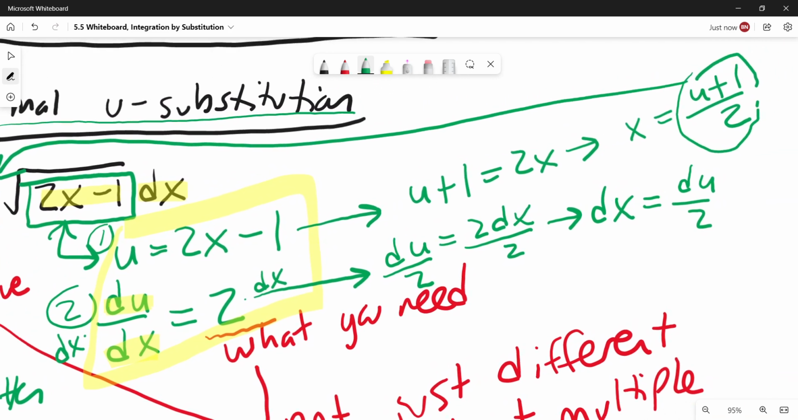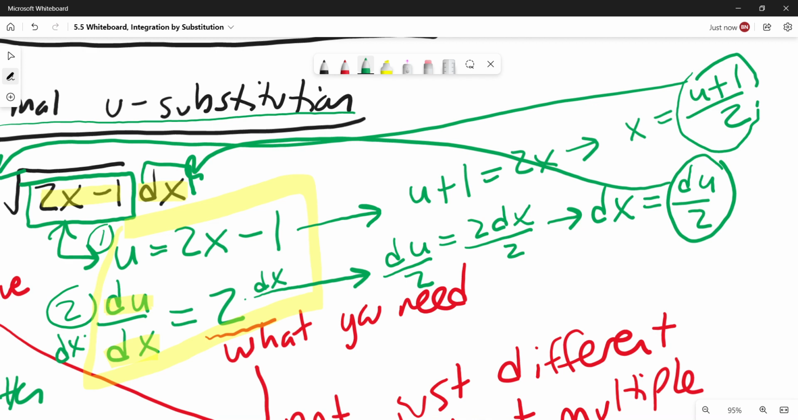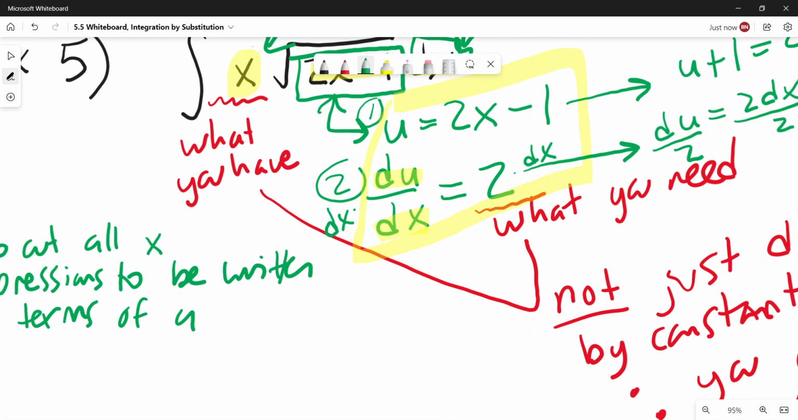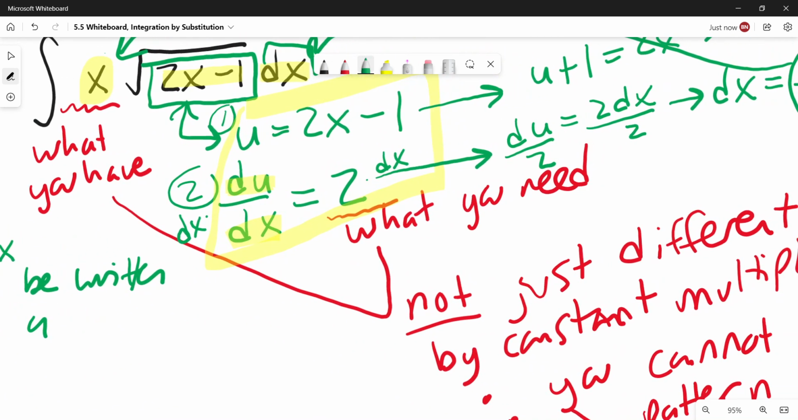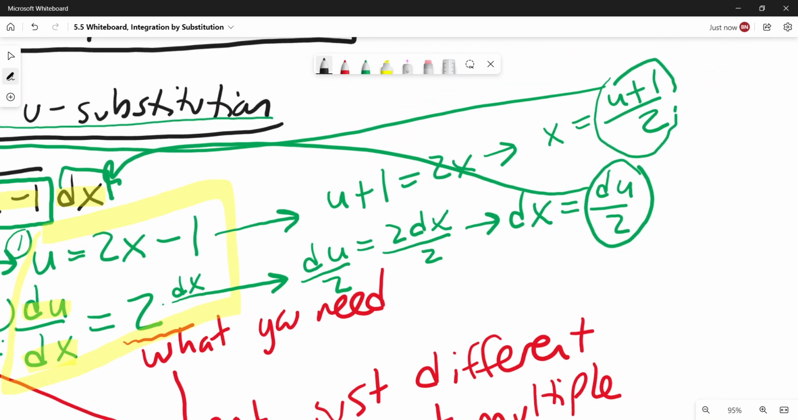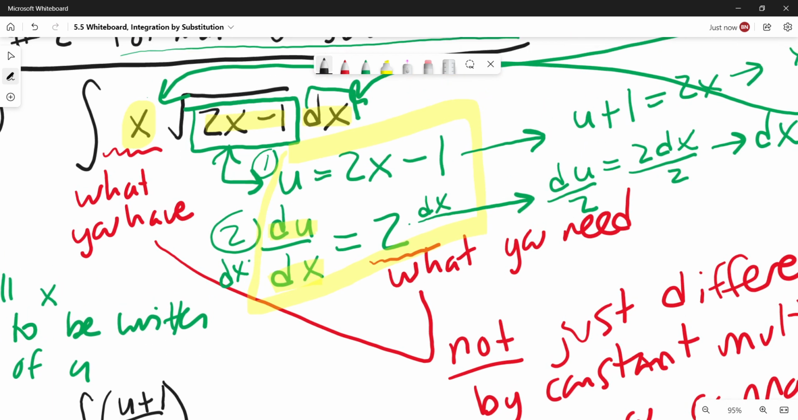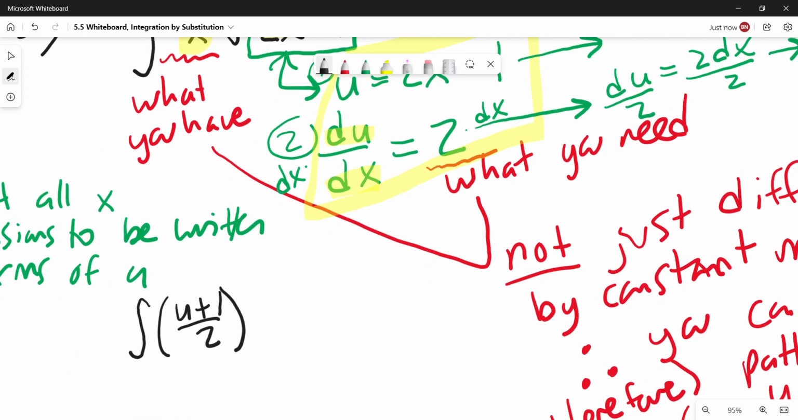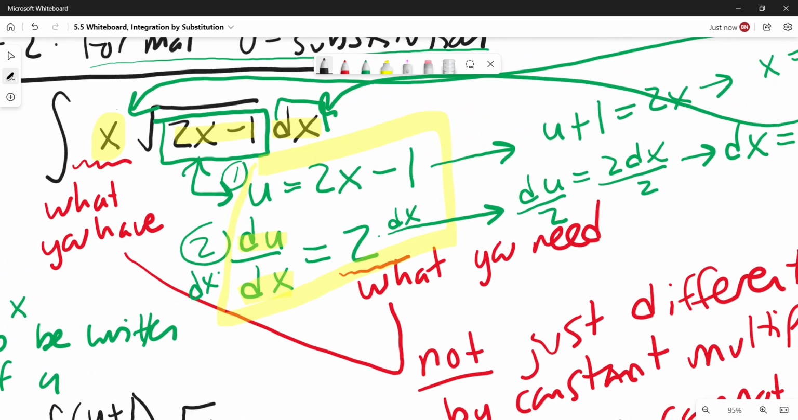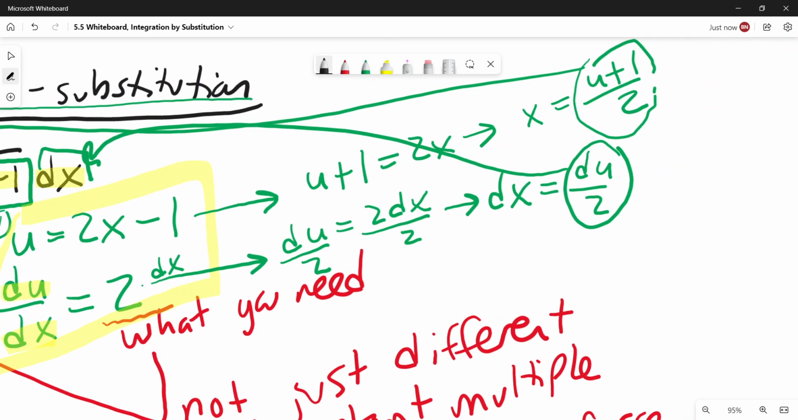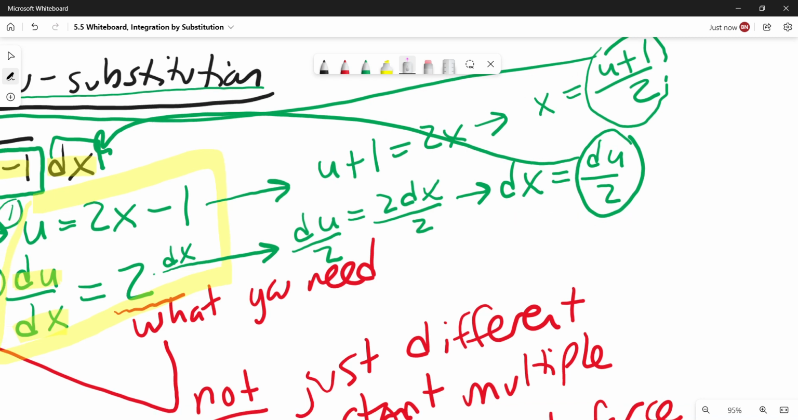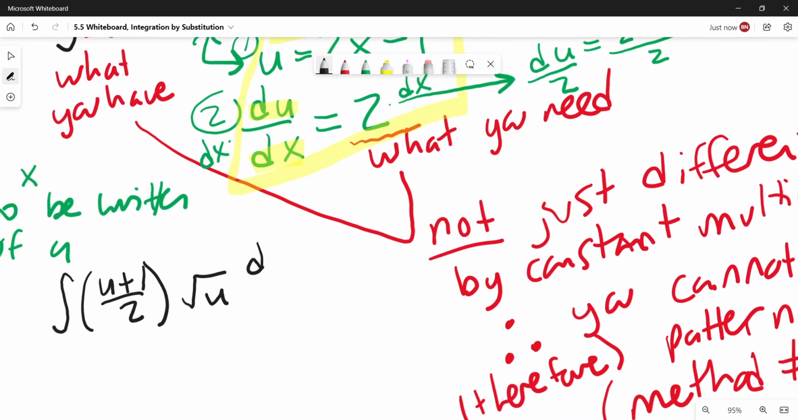So what does that mean? It means this du over 2 is going to get plugged in for our dx. So what does this look like? I wish I could move that little bar thingy. I don't know if I can. So now, instead of x, we have u plus 1 over 2. Instead of root 2x minus 1, we have square root of u. So this is times square root of u. Instead of dx, or dx is equivalent to du over 2, we have a du over 2. Okay, I'll zoom out.